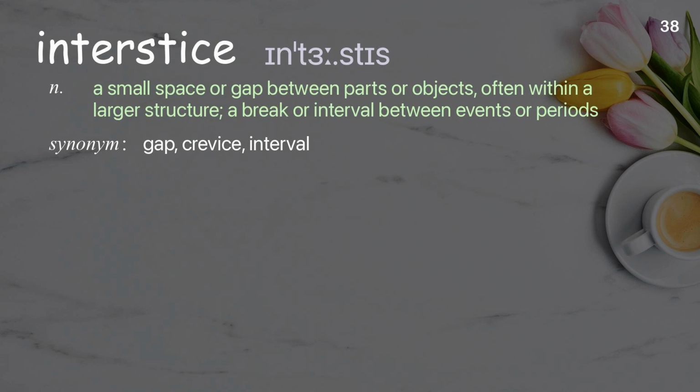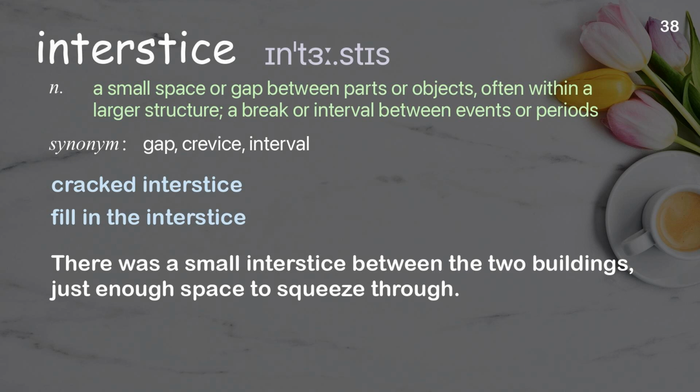Interstice. A small space or gap between parts or objects, often within a larger structure, a break or interval between events or periods. Examples: Cracked interstice, fill in the interstice. There was a small interstice between the two buildings, just enough space to squeeze through.